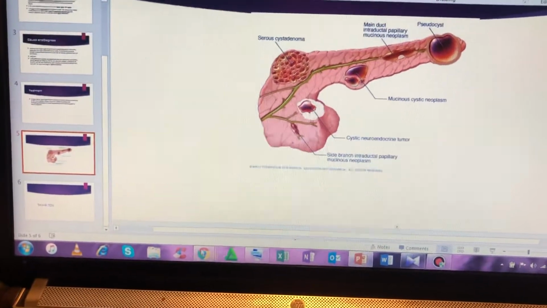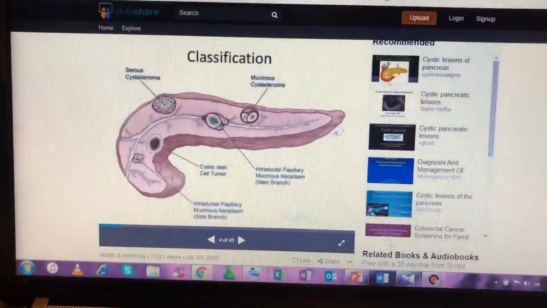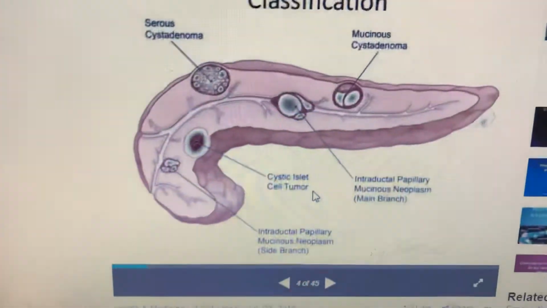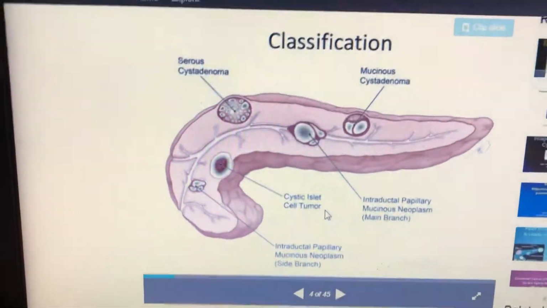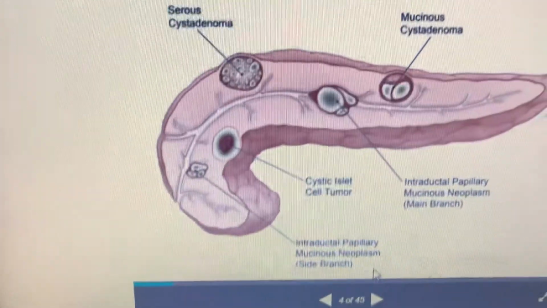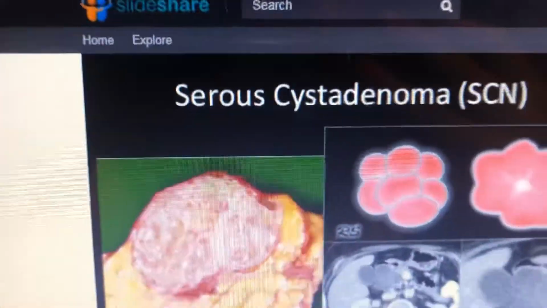Now let me show you here. I did not want to include this in the slides because I did not want to make it complex, but I found this is a clear picture of that, an image found in Robbins pathology book. These are the 4 types of classification of pancreatic cysts. Now let's go. All right, this is serous cystadenoma.